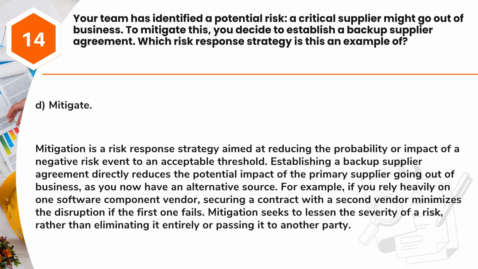Establishing a backup supplier agreement directly reduces the potential impact of the primary supplier going out of business, as you now have an alternative source. For example, if you rely heavily on one software component vendor, securing a contract with a second vendor minimizes the disruption if the first one fails. Mitigation seeks to lessen the severity of a risk, rather than eliminating it entirely or passing it to another party.